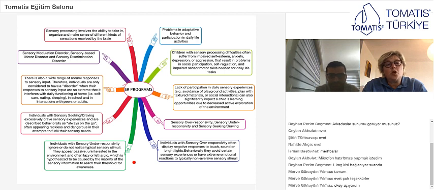And there is also a wide range of normal responses to sensory input. Therefore, individuals are only considered to have a disorder when their responses to sensory input are so extreme that it interferes with daily functioning at home. For example, self-care, eating, sleeping, in school, and interaction with peers or adults.